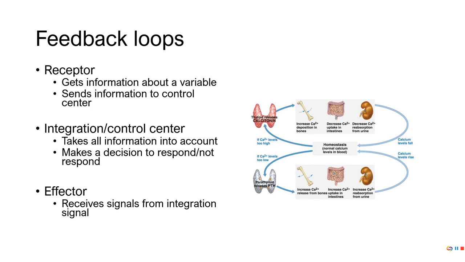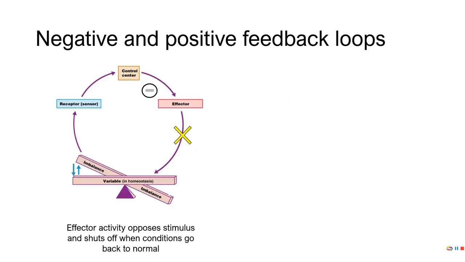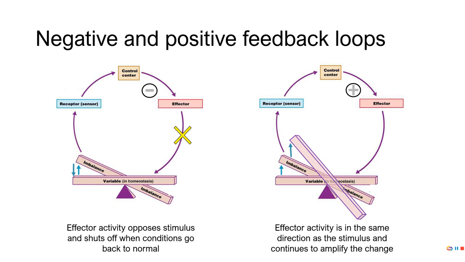However, oftentimes a response is warranted, and depending on the kind of response, this will enact a positive or a negative feedback loop. A negative feedback loop is one where effector activity opposes the stimulus. The feedback loop will turn off once conditions are back to normal. However, a positive feedback loop is one where the effector activity is in the same direction as the stimulus and continues to amplify the change. A positive feedback loop will continue until the stimulus is removed.